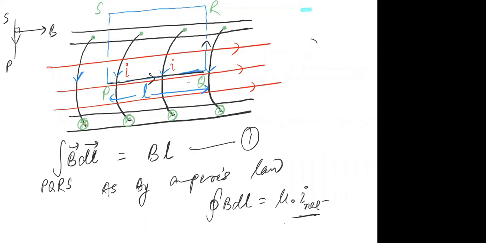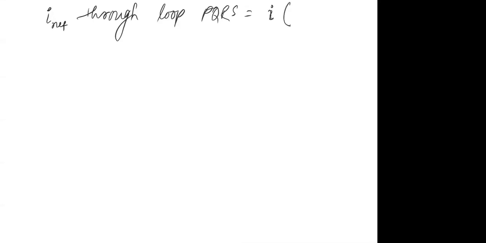But because turns are very close to each other, although I have drawn this diagram this way, it doesn't mean that it will only have 2 turns. It can have any number of turns, right? So first of all, try to understand what will be the net current. I net through loop PQRS would be equal to current through one loop, which is I, multiplied by the total number of loops in the length L. Tell me whether you understood this step or not.